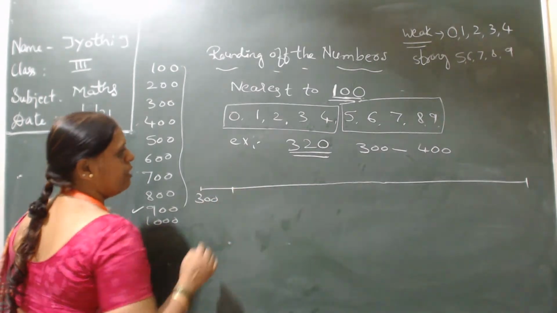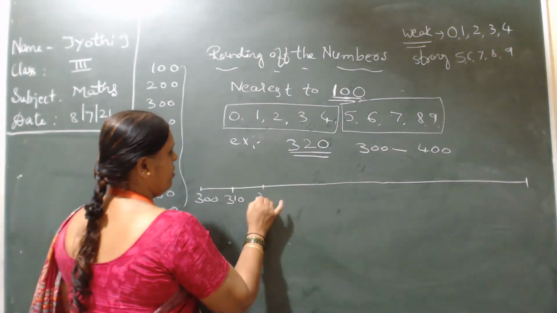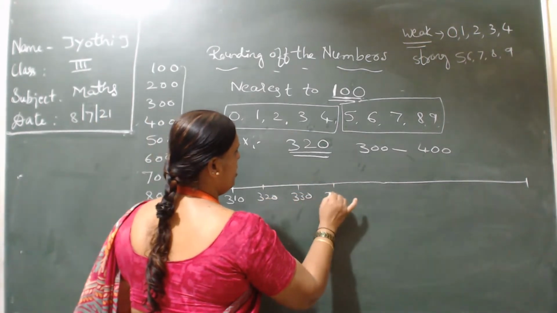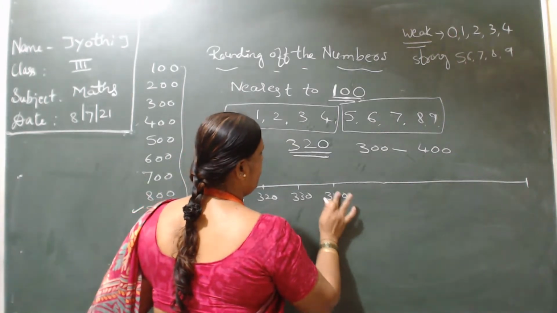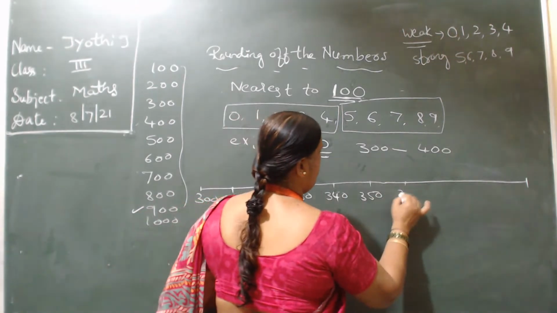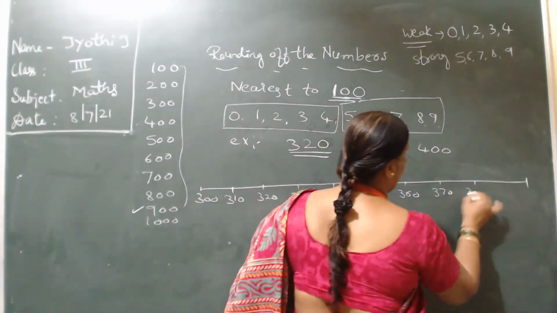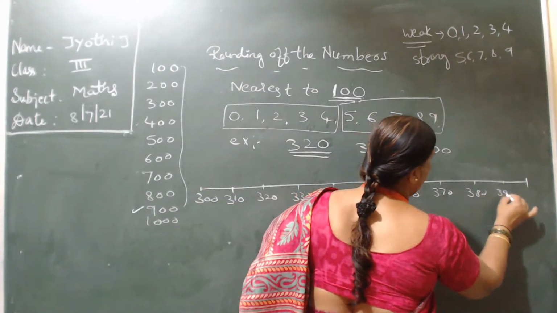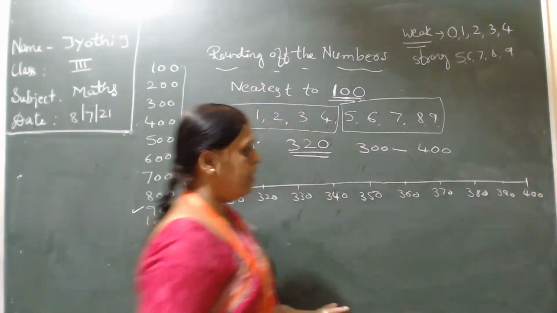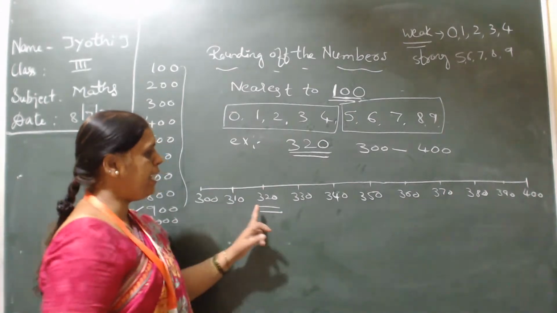300, 310, 320, 330, 340, 350, 360, 370, 380, 390 and 400. Understand? Our number is here, 320.